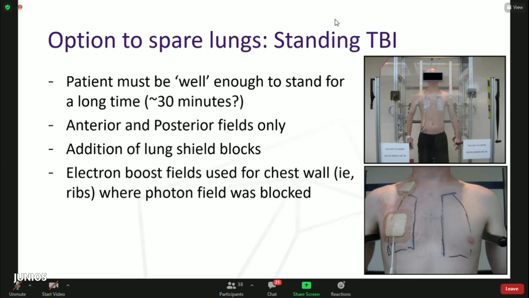These standing TBIs are treated with ant and post fields only, and you can see here in the diagram, patients standing behind that perspex screen, and hopefully you can also see those lung blocks attached physically to that perspex screen. And you can also see in the lower photo the outline of where those chest blocks are from the field light. So what we don't want to do with TBI is shield any bony structures. So of course, any region of chest wall that's within those lung shielding blocks will actually be shielded unintentionally. So what we do is we actually boost these areas with an electron field to hopefully cover any residual disease blood cells that are in those chest wall regions.